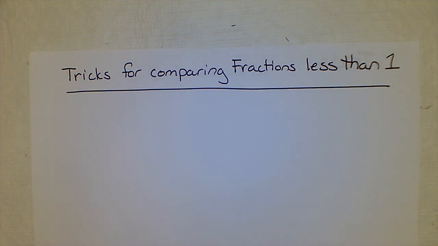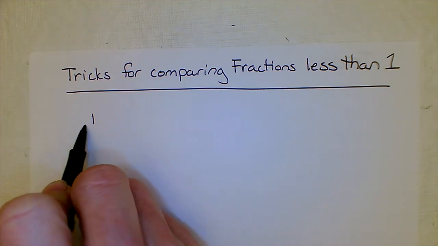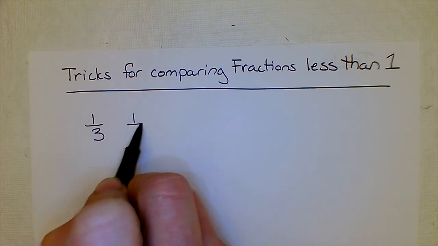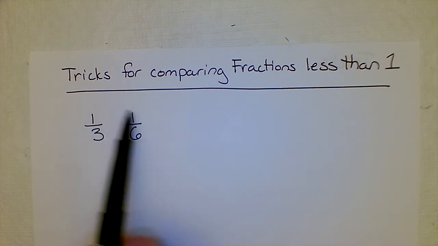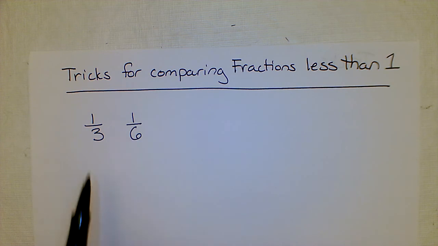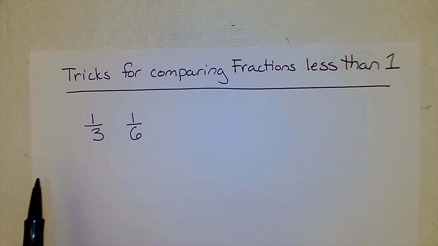So if I'm comparing fractions less than 1, the first kind of fraction that I want to talk about is one where my numerators are the same size. So for example, if I had 1/3 and 1/6, this is a really easy compare. The reason that this is so easy to compare is because they have numerators that are the same size. My numerator here is 1, my numerator here is 1. Just look at the denominators. So here my denominator is 3 and here it's 6.